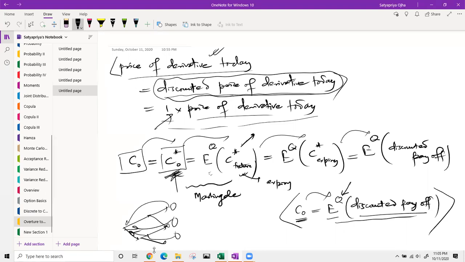So pricing an American option is tricky, but as far as plain vanilla European options are concerned, which can only be exercised at maturity, then as long as you can prove that it's a martingale, you can just take the discounted payoff as the price. Okay.